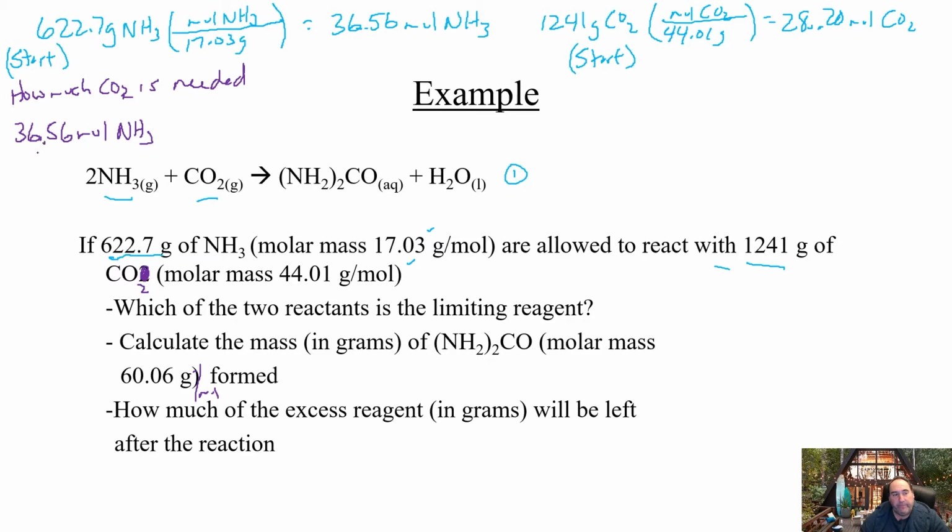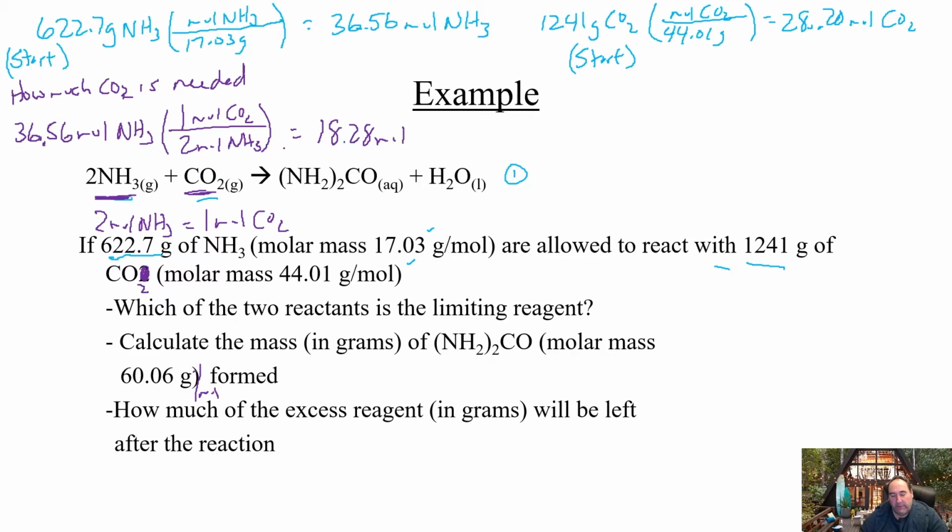I'm going to do the mole to mole relationship between NH3, which is 2, and CO2, which is 1. So that's 2 moles of NH3 from the equation to 1 mole of CO2. So 1 mole of CO2 up on top, 2 moles of NH3 on the bottom. That's going to give us 36.56 divided by 2, which gives us 18.28 moles of CO2 needed.